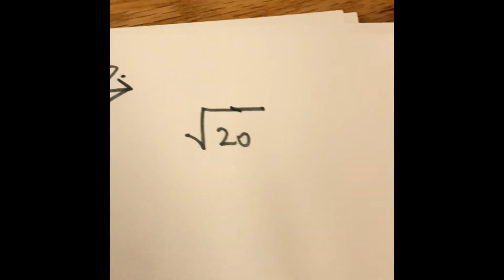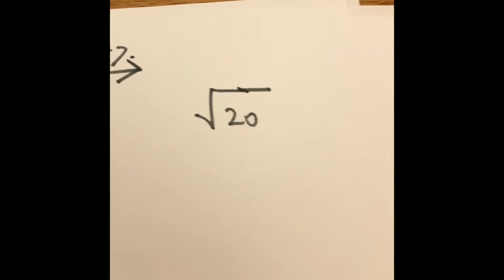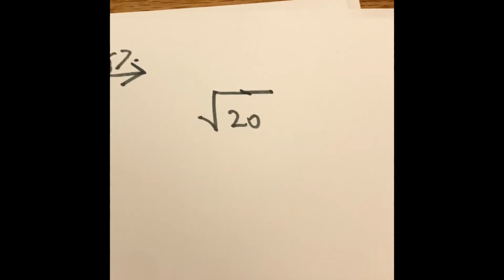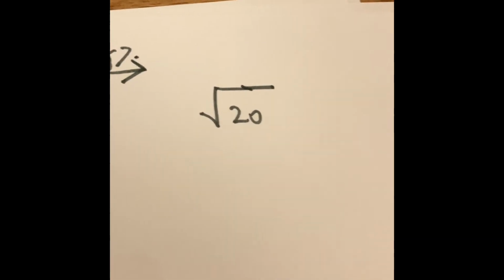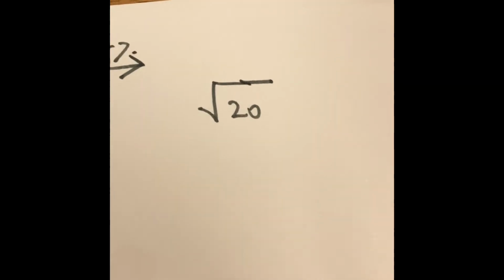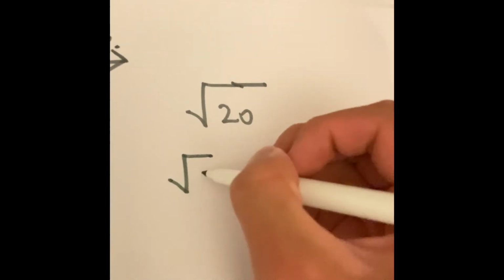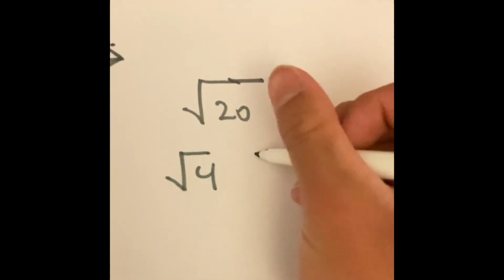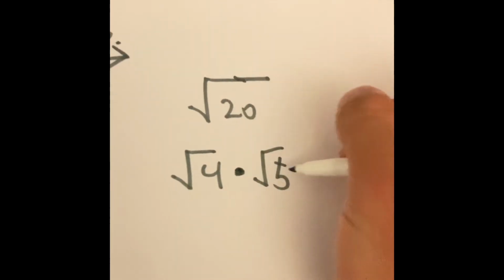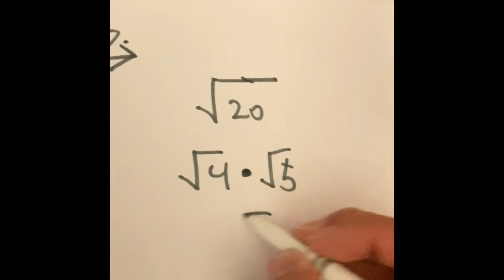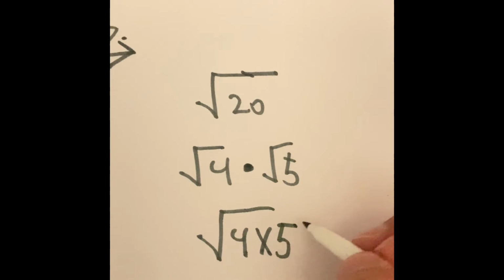So let's start simplifying. When we simplify, we try to get two numbers that can be multiplied into 20 and find another square root. Here's an example. Imagine if we write the square root of 4 and the square root of 5, and we multiply each other. That's the same thing as saying the square root of 4 multiplied by 5.